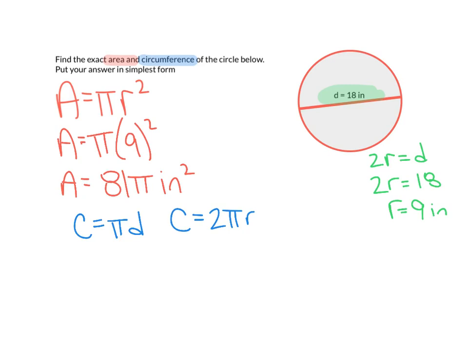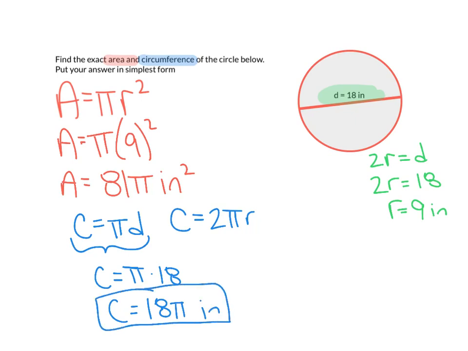It does not matter which formula we use. I'm going to use this one this time. Circumference equals pi times diameter, or in our case, pi times 18. So my circumference is 18 pi inches. And again, we know that our circumference is a distance around the outside, so we don't have to use square inches. Our area up here is the inside portion of the circle, so it does have to be in square inches.